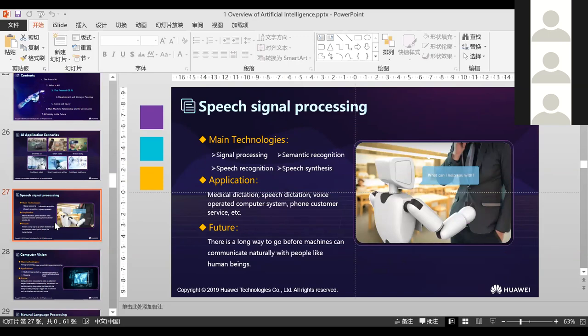There are three main subtopics of AI application. The first one is speech signal processing, and some main technologies in speech processing are speech recognition, speech synthesis, and semantic recognition. We can use these in applications like hands-free scenarios. For example, wait a second.